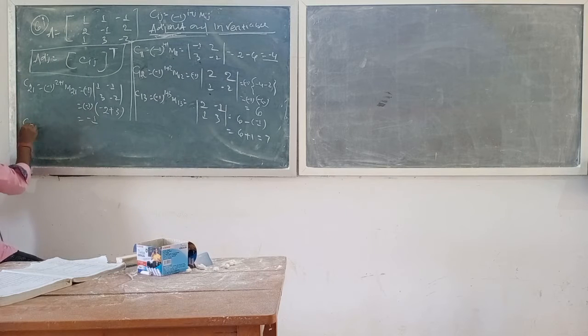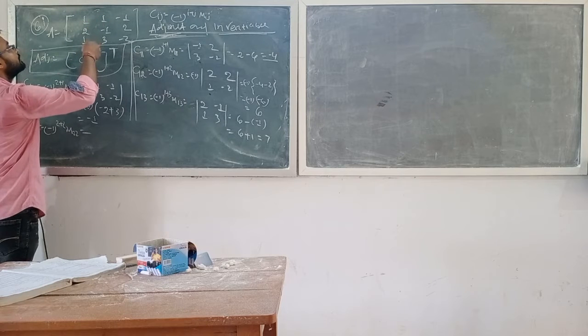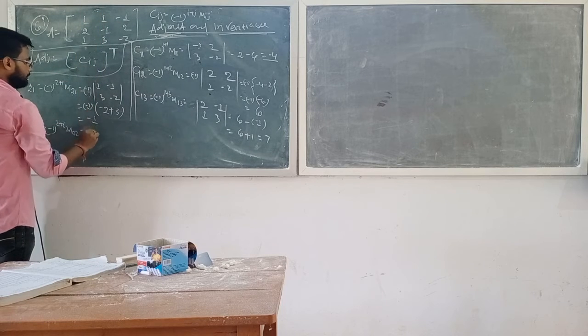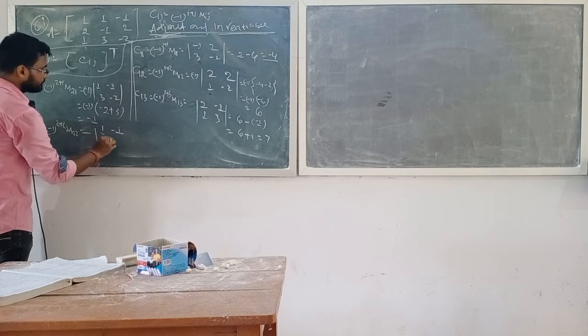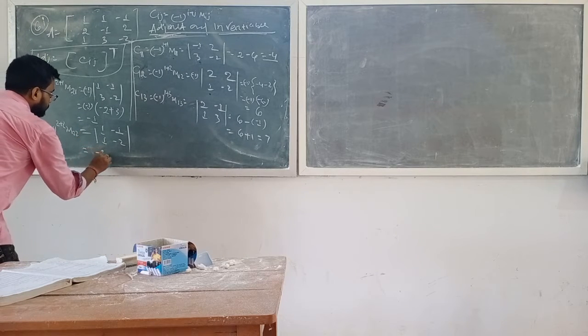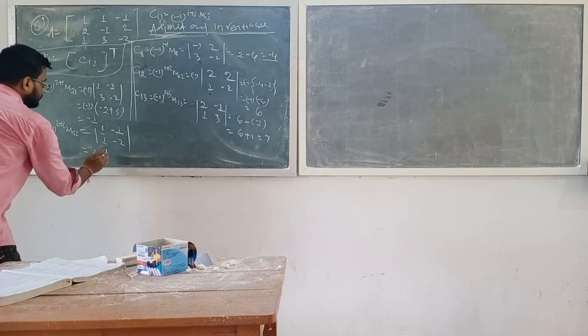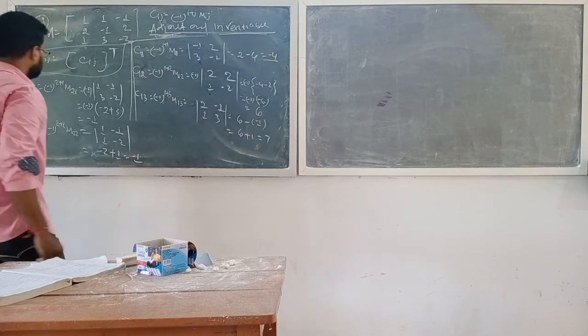Similarly, you can find C22. C22 is -1 to the power 2 plus 2 into M22. So -1 to the power 2 plus 2, that is 4, and -1 to the power 4 is 1. M22 is deleting the second row and second column. The remaining elements are 1 minus 1, 1 minus 2. So that is -2 into minus of minus plus 1, so that is -1.